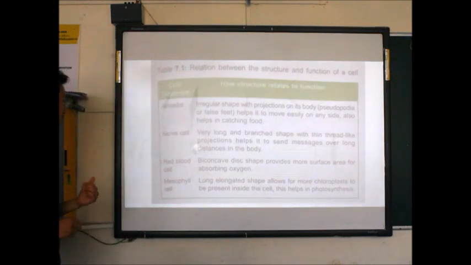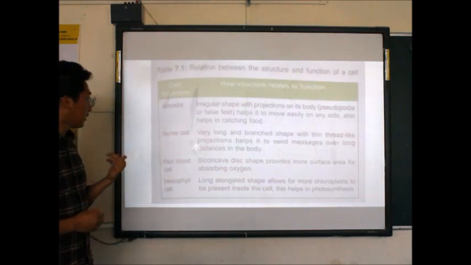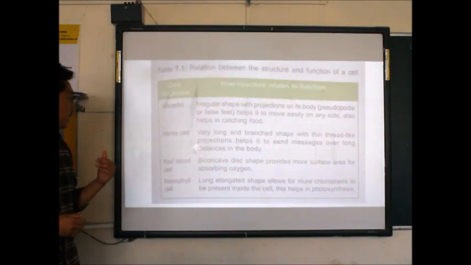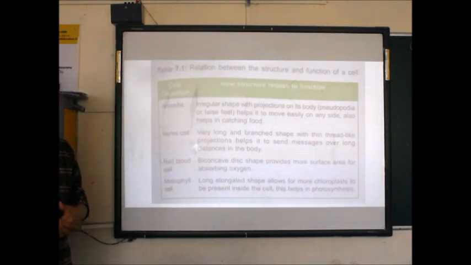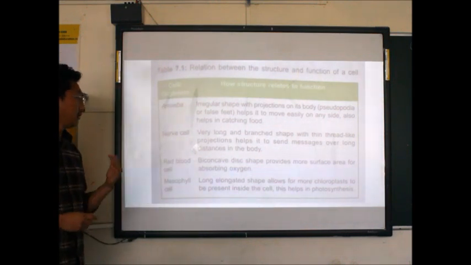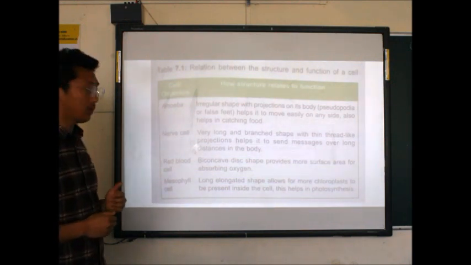Next one is the red blood cell. The shape of the red blood cell is, as we already studied, a biconcave disc shape, or a disc shape or round shape. This shape provides more surface area for absorbing oxygen. So because of this disc or biconcave shape, it has more surface area for absorbing oxygen.